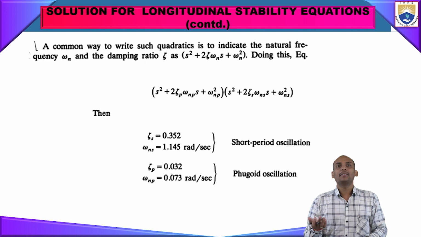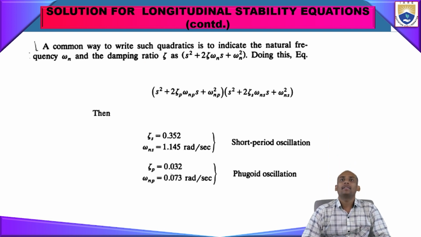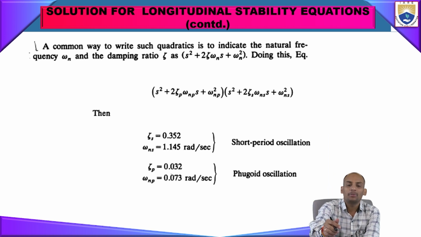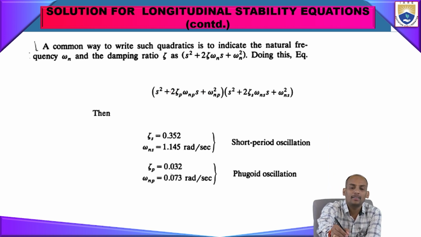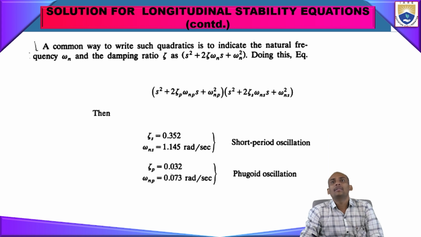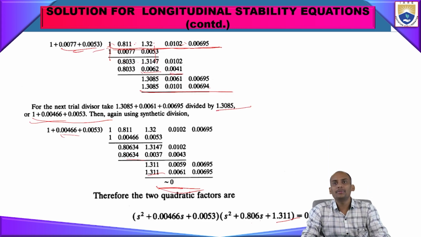So this second order equation, if you write it in the common way, indicates the natural frequency omega and damping ratio zeta. If you compare with the actual equation, it is s square plus 2 zeta p omega np s plus omega np square, and another equation is s square plus 2 zeta s omega ns s plus omega ns square. So if you compare with the previous equation, what is zeta s?